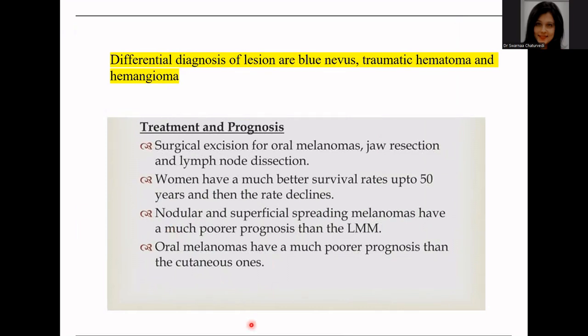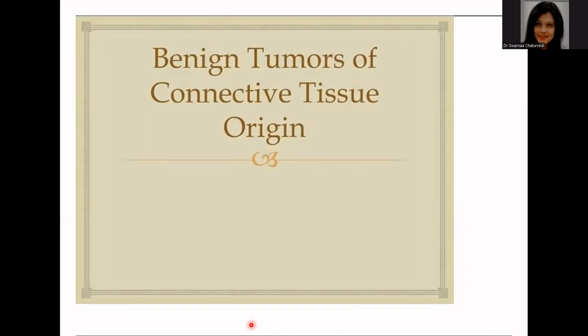Now, how to treat these lesions? Surgical excision for oral melanomas, jaw resection, and lymph node dissection. Women have a much better survival rate up to 50 years, and then the rate declines as compared to men. Nodular and superficial spreading melanomas have poor prognosis as compared to the lentigo type. And oral melanomas have a much poorer prognosis than the cutaneous ones.